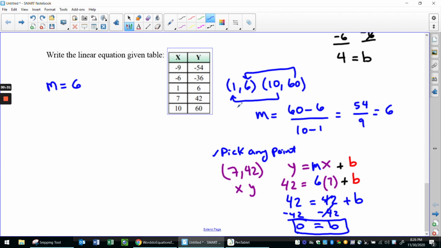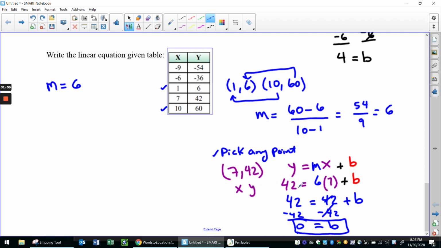Okay, so I picked 1, 6, and 10, 60. If you picked other numbers, that's totally fine. We should get the same answers. So for the slope, I got 6 as the slope. I did my subtracting and dividing. And then I went ahead and picked another point. In the second step, you can pick whatever point you want in this table. So instead of picking 1, 6 or 10, 60, I picked 7, 42.